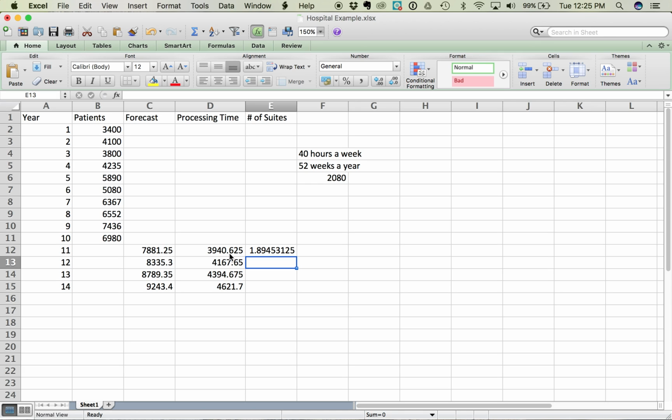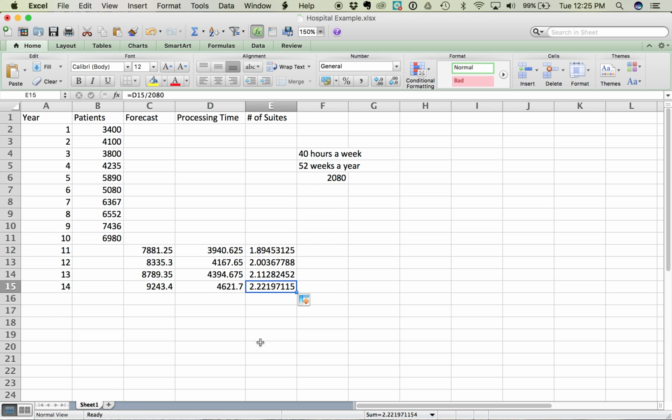So we have 7,881 patients, 4,000 hours of surgery time. And as we drag that down, once we are in year 14, so if next year's year 11, then year 14 is 3 years beyond that, we're going to need over two surgical suites. So the question is, could we get by with just two surgical suites for our hospital?